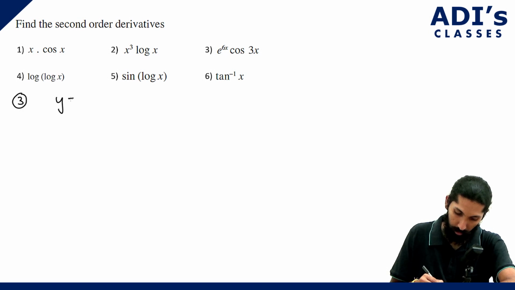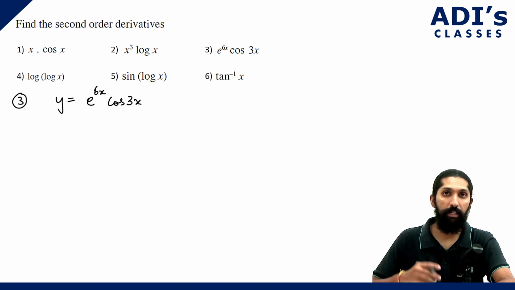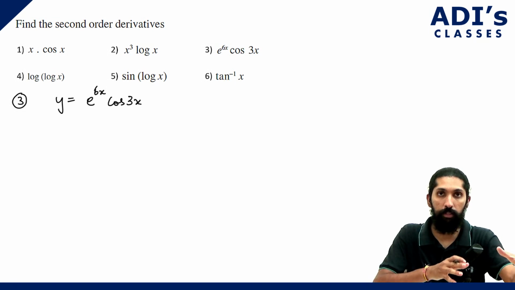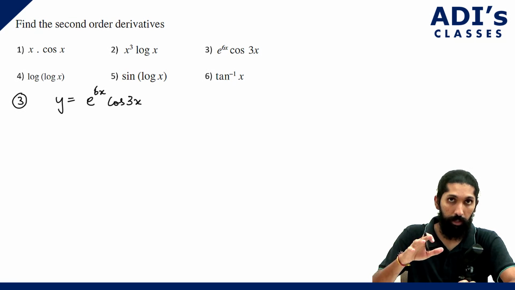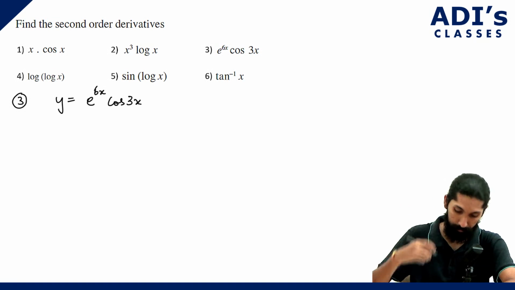So y is equal to e power 6x into cos 3x. It is very similar to the previous one, the second one, because you are applying both chain rule as well as the product rule. Alright? So pay attention and then do it.